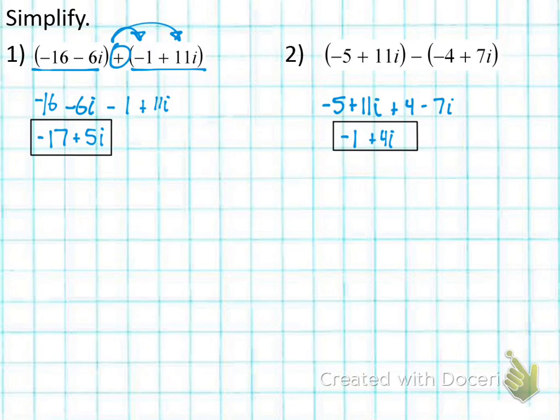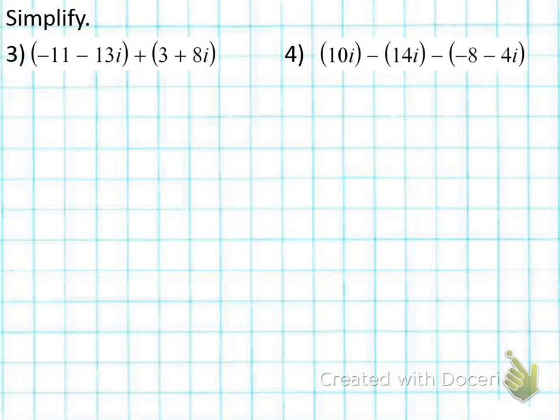Alright, so what I'd like you to do really quickly is turn to your neighbor. I'm going to give you only like 20 seconds to talk about it. And then we're going to have you write it down. Ready, set, talk. Let's continue. Number 3. Negative 11 minus 13i plus 3 plus 8i. Alright, so that one's by yourself. Go.